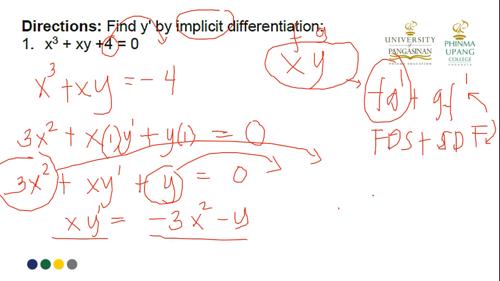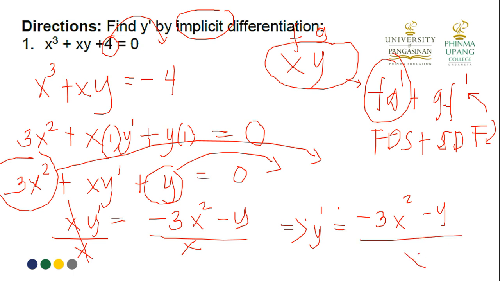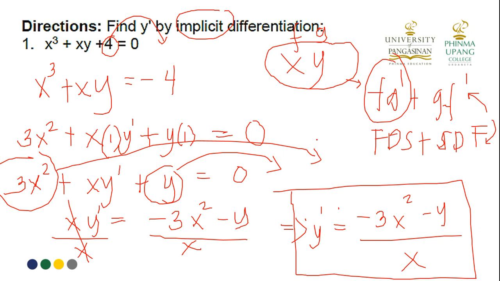Ngayon, since we're looking for the value of y prime here, of course, we're going to use the division property of equality to find the value of y prime. I-divide natin siya sa x. Cancel na yan. So, the answer will be y prime. O, yan. Nahanap natin yung y prime. Y prime is equal to negative 3x squared minus y all over x. So, yun na yung ating final answer. Y prime is equal to negative 3x squared minus y all over x. This is the answer for number 1.